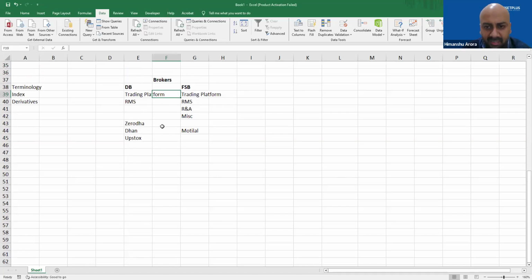Okay. I'm explaining all of them. So trading platform you already know, right? RMS is risk management service, like for example, taking care of your shares, taking care of your dividends, taking care of your leverage requirements, taking care of your margin requirements. All this comes under RMS. Research and advisory. Interestingly, by the way, let me tell you one thing.